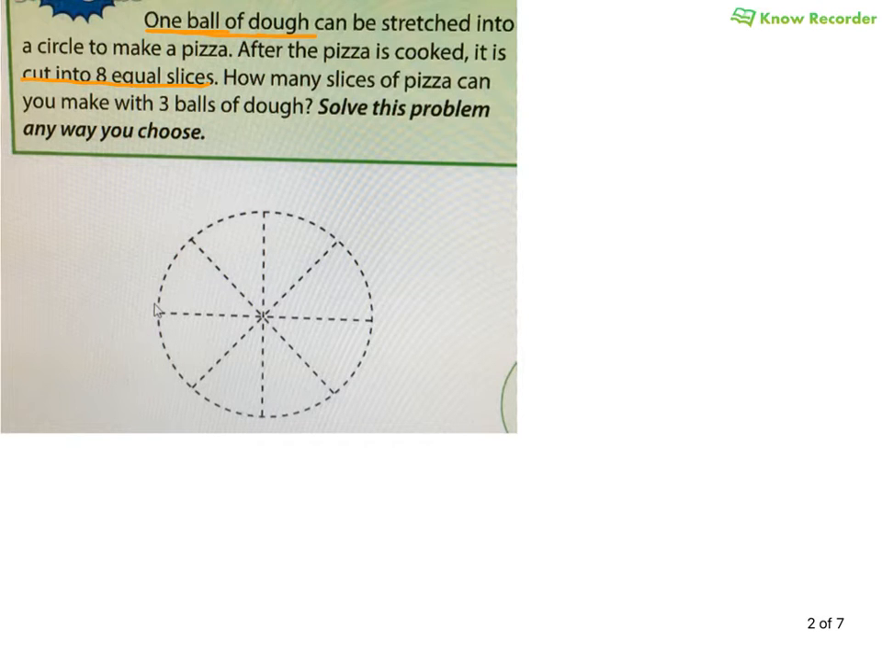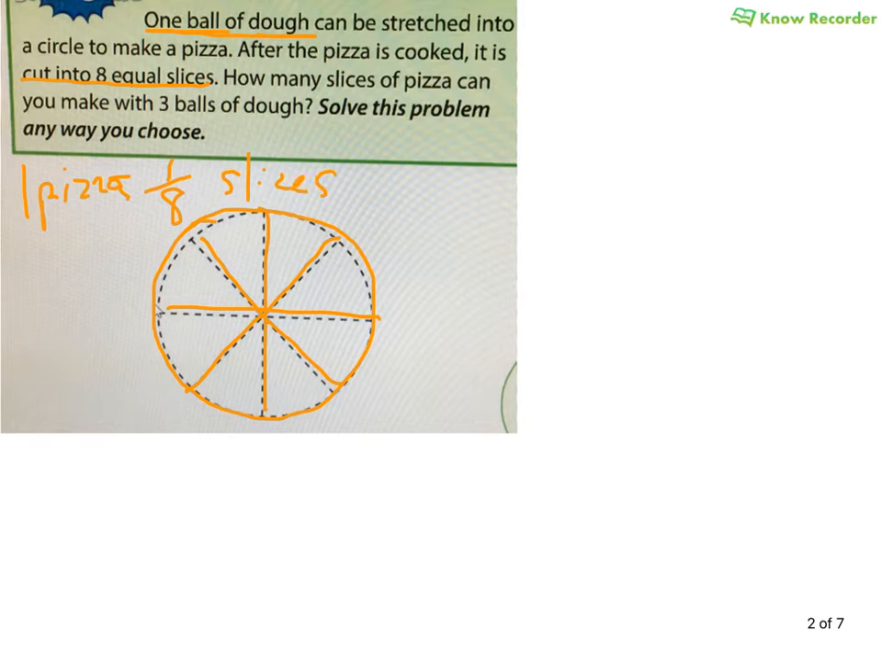So, what am I thinking here? I'm thinking of this picture. I have one pizza cut into 8 pieces. So what do I know so far? I know that one pizza is cut into eighths. One pizza equals 8 slices. About how many slices can you make with 3 balls of dough?